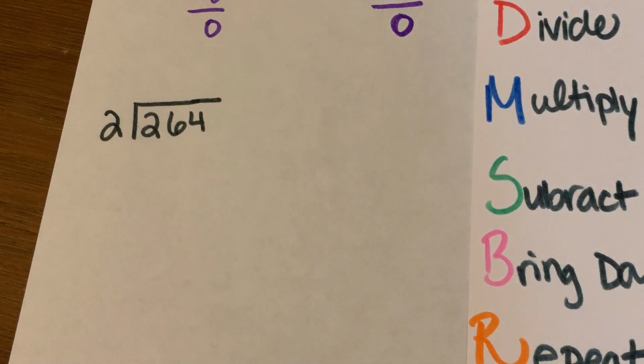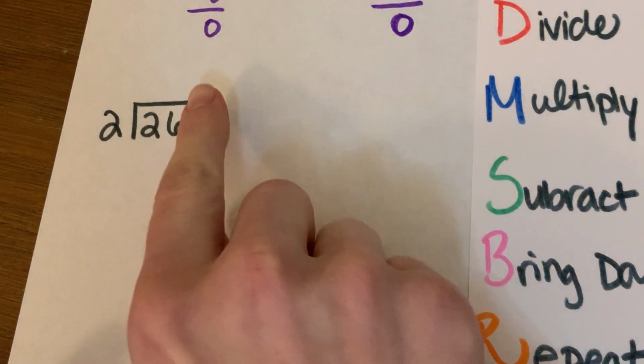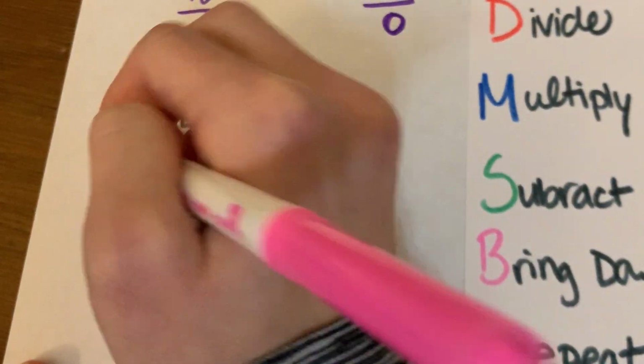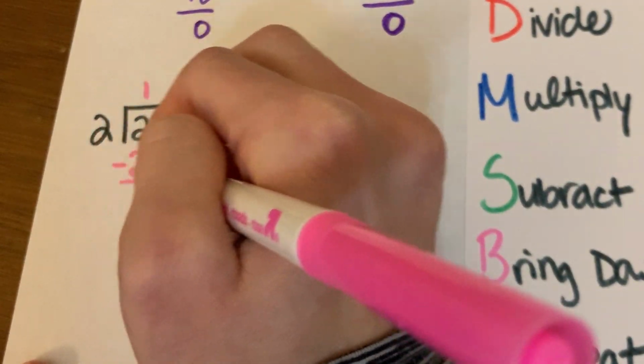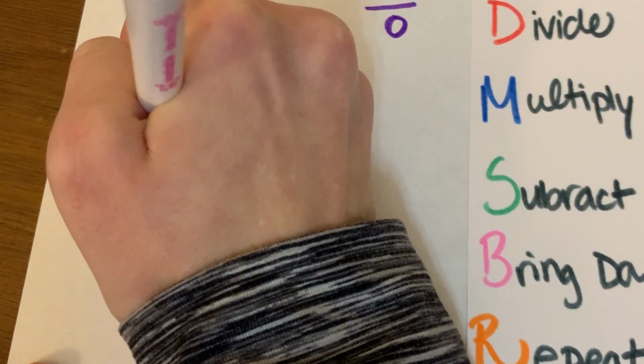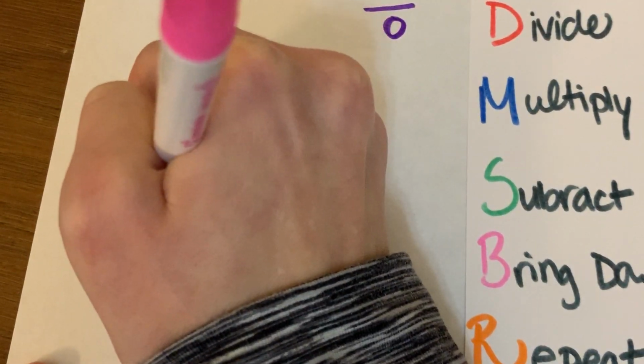All right, so I'm going to go ahead and I'm going to do the same thing. 2 goes into 2 how many times? Well, 2 times 1 gives me 2. So I'm going to put the 2 there, subtract 2, I get 0. Gonna go ahead and bring down the 6.